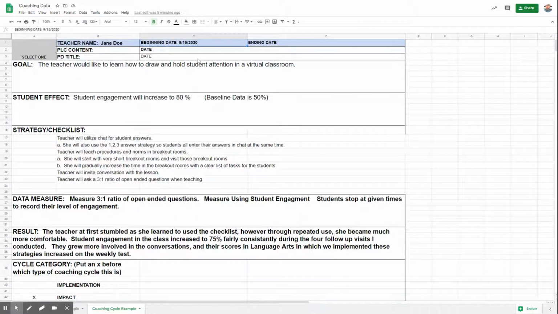And then I would go back up once it's done, and I would put an ending date right here.